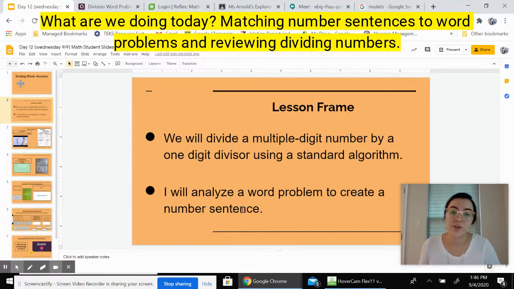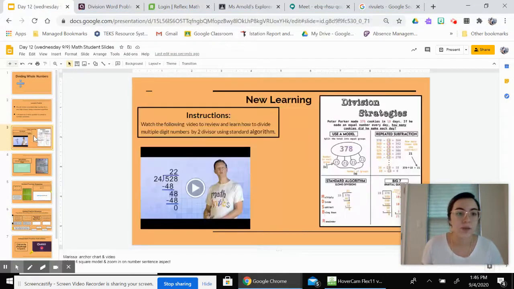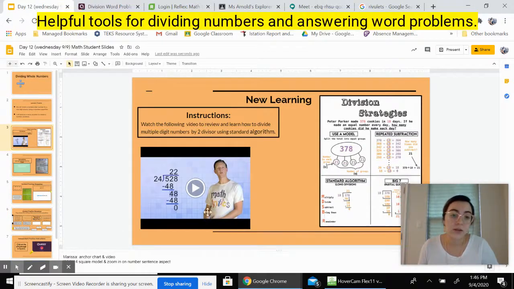Today we are going to match the number sentence and word problem together. Yesterday we focused mostly on actually dividing the numbers. Today I want you to focus on looking at a word problem and making or matching the number sentence that goes with it, and putting the numbers in the right order. So we have one computation practice for us here again.